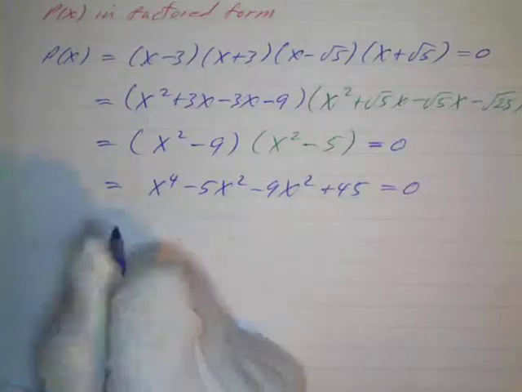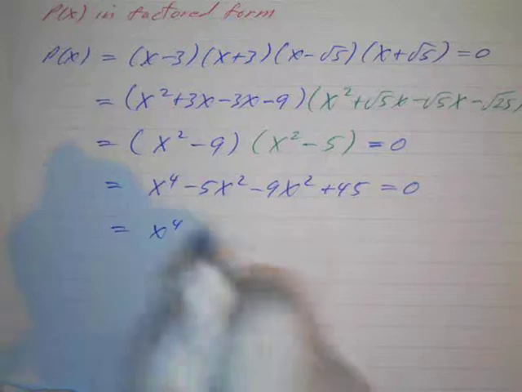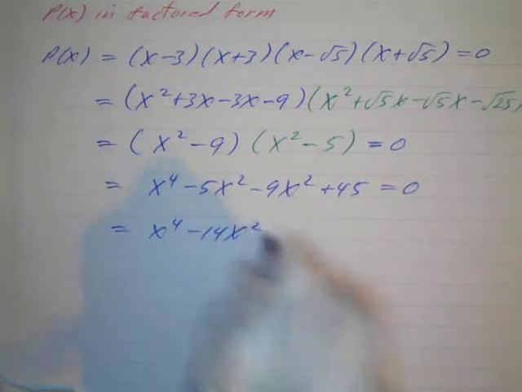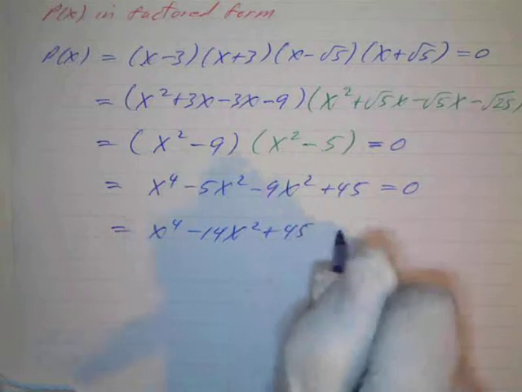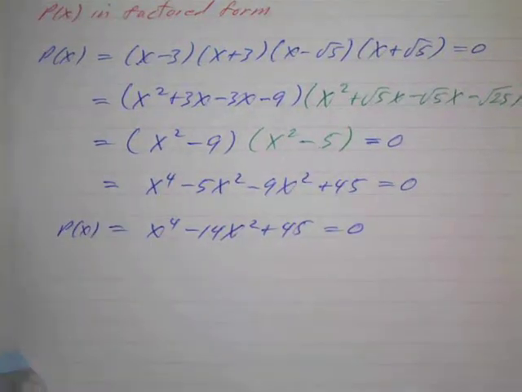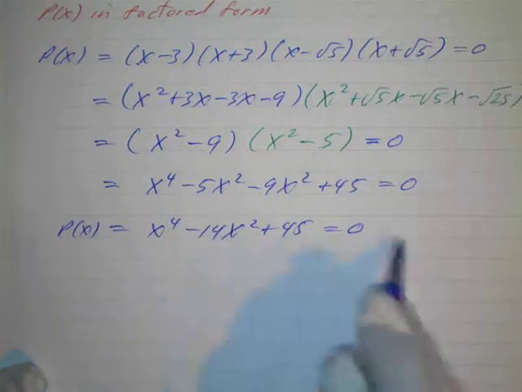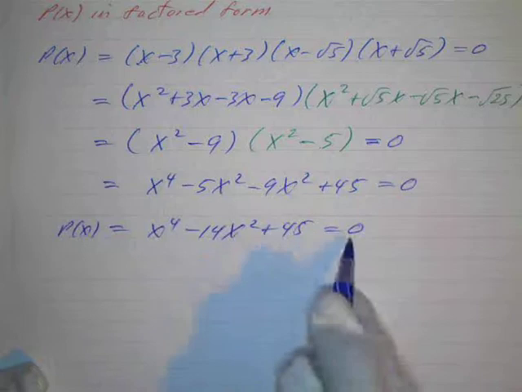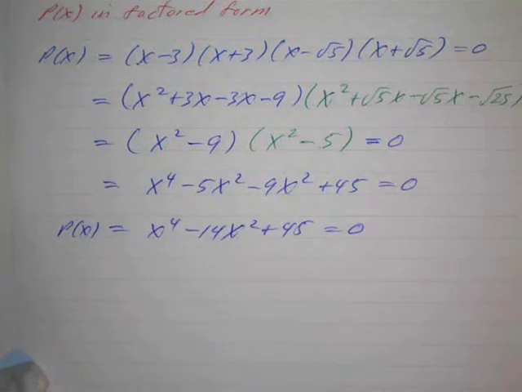And we can simplify here finally. And we have x to the 4th, and a negative 5 and a negative 9 is negative 14x squared plus 45, and that equals 0, and there's your equation with those roots. Now, I can multiply everything by 2. I have 2x to the 4th minus 28x squared plus 90 equals 0. That's another equation that has the same roots.